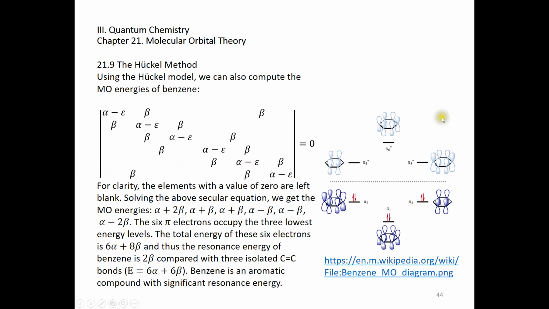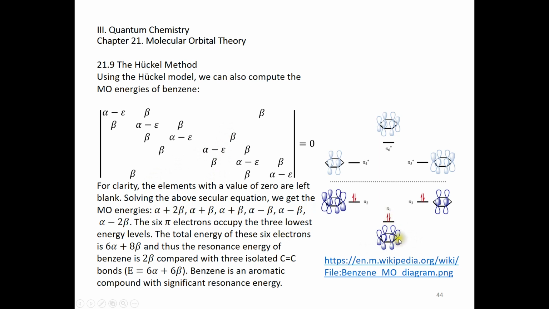So this is a ring structure. That's why each carbon is surrounded, bonded to 2 neighboring carbon atoms. Now we just solve this. How do we decompose a 6 by 6 determinant? Well, it's non-trivial. I'm not going to show you every single step. I would use a program. I would write a simple computer program to solve this, and I'll just tell you what the solutions are.